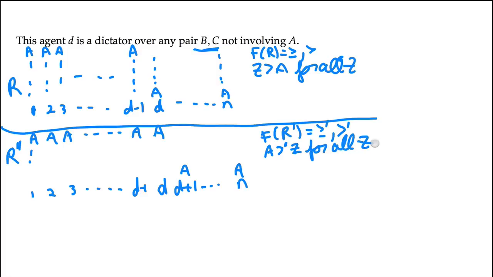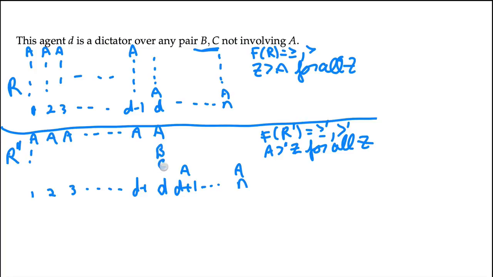And now what we're going to show is that given this profile R double prime, or any profile that looks just like R double prime, where A is in the extreme positions, so A is ranked in the top position by the voters 1, 2, 3 up to D, and in the very last position by any of the voters D plus 1 all the way up to N, then voter D is going to be a dictator for any pair of alternatives not involving A. So let's say that D ranks B ahead of C.